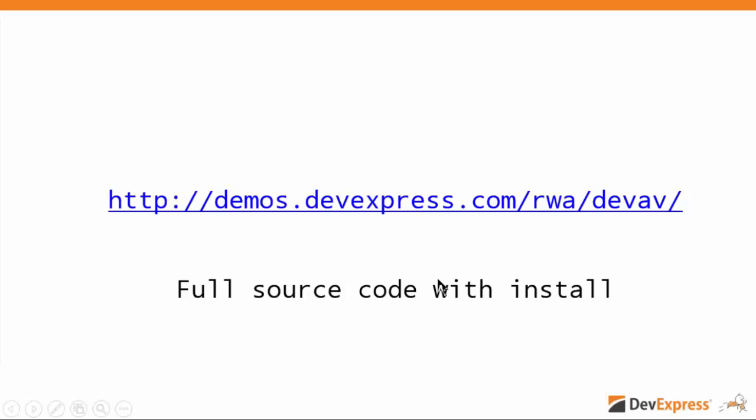The online demo, you can go to it by going to DevExpress.com and looking under our demos. Here's the direct URL: demos.devexpress.com/real-world-app, RWA/DevAV. Now, the full source code is available with our install. You don't even need the DevExpress license, and the reason we do that is because we want you to explore our demos. Now, more than explore our demos, take our demos.